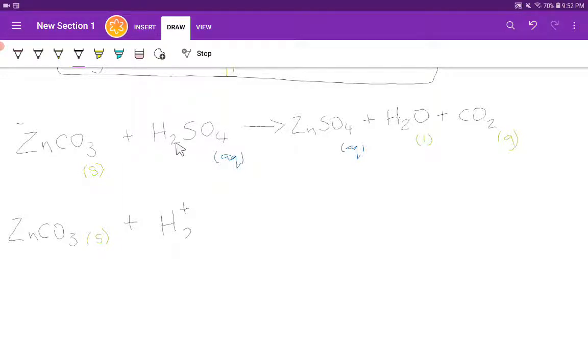Now please do not write this as a subscript. Okay, the way to show that you have 2 hydrogen ions is you put the 2 in front, and then those 2 hydrogen ions are aqueous. Our sulfate ion, our SO4 2 minus ion, is also aqueous.